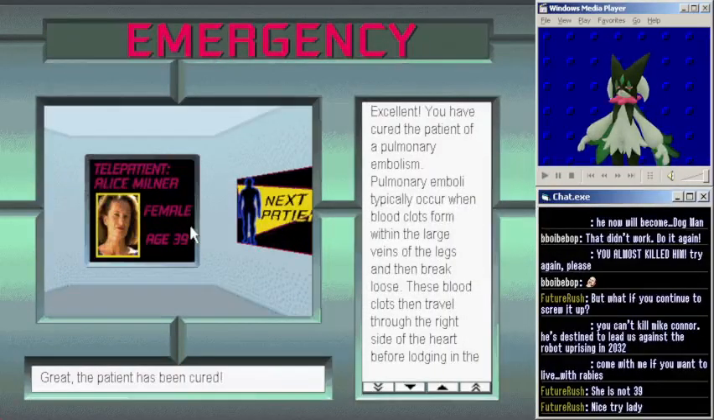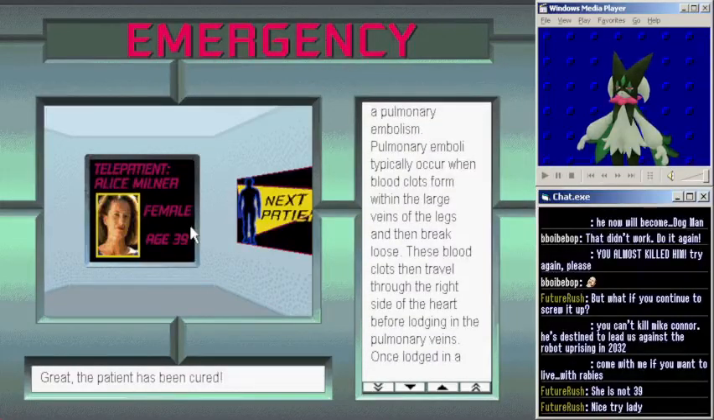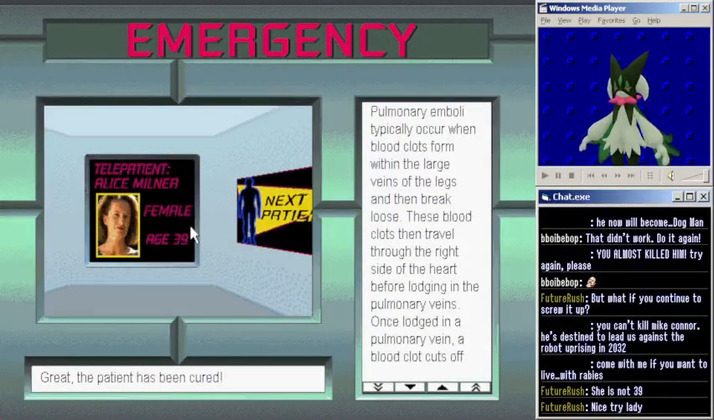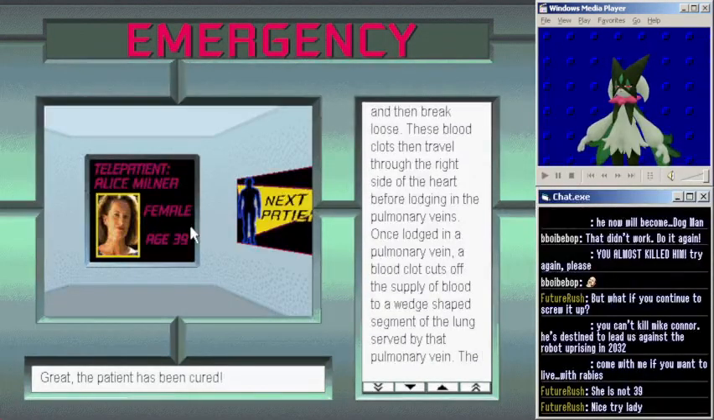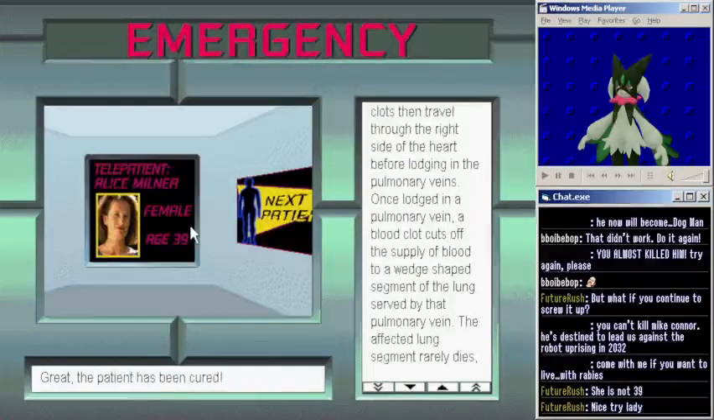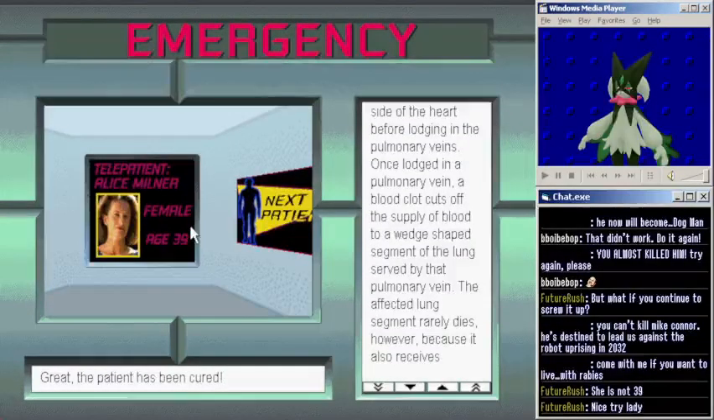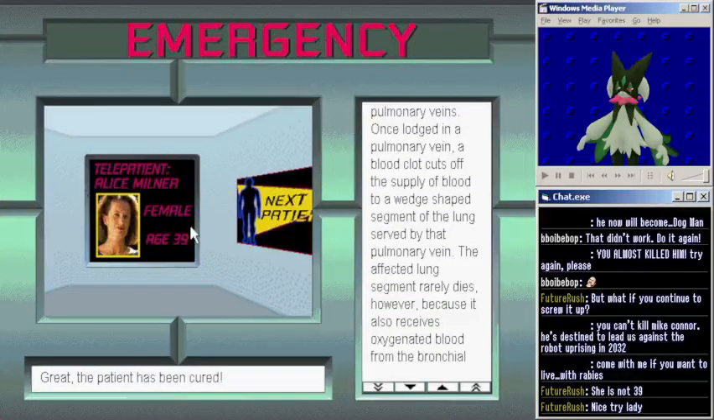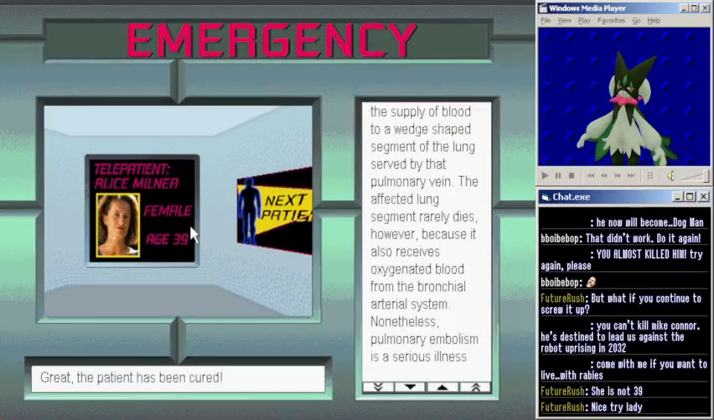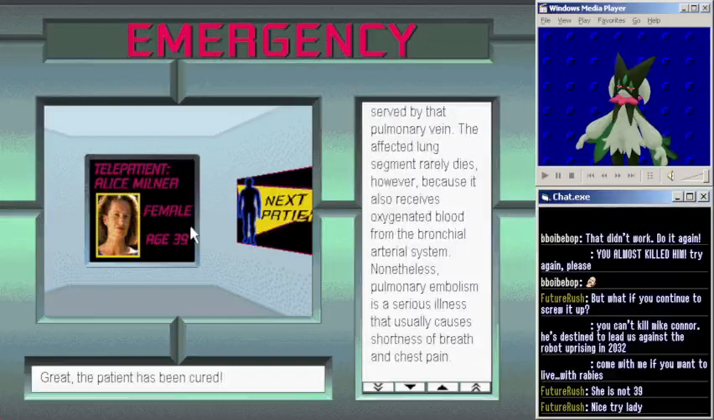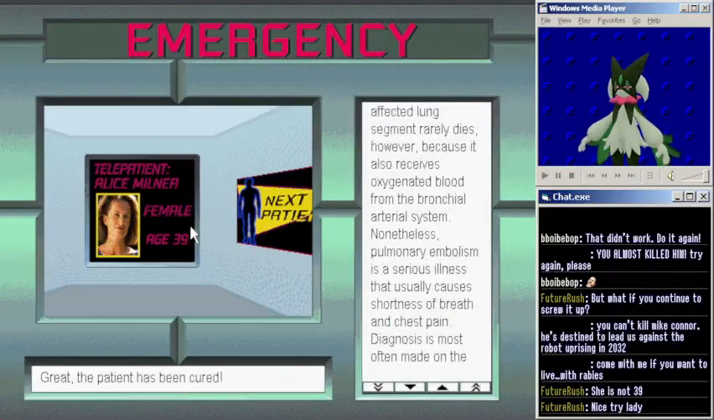Excellent. You have cured the patient of a pulmonary embolism. Pulmonary emboli typically occur when blood clots form within the large veins of the legs and then break loose. These blood clots then travel through the right side of the heart before lodging in the pulmonary veins. Once lodged in a pulmonary vein, a blood clot cuts off the supply of blood to a wedge-shaped segment of the lung served by that pulmonary vein. The affected lung segment rarely dies, however, because it also receives oxygenated blood from the bronchial arterial system.